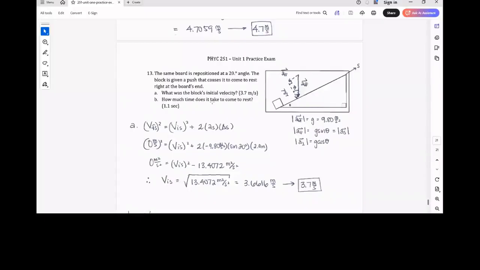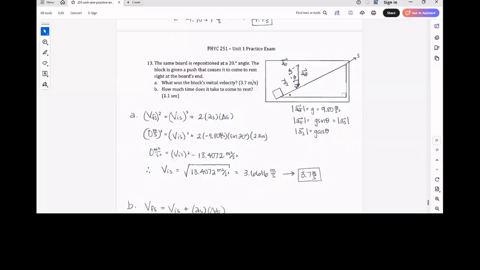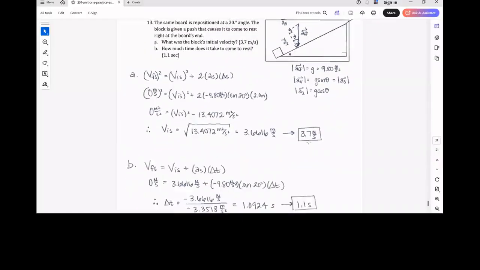And because I don't have information about the time just yet, I'm going to use the kinematic equation that is time independent so that I can take the 20-degree angle, I can take free fall acceleration, and I can take the length of the ramp, with the knowledge that eventually it comes to rest, to figure out what v initial must be. So 3.6616 meters per second, that rounds to 3.7 meters per second when we apply sig figs.